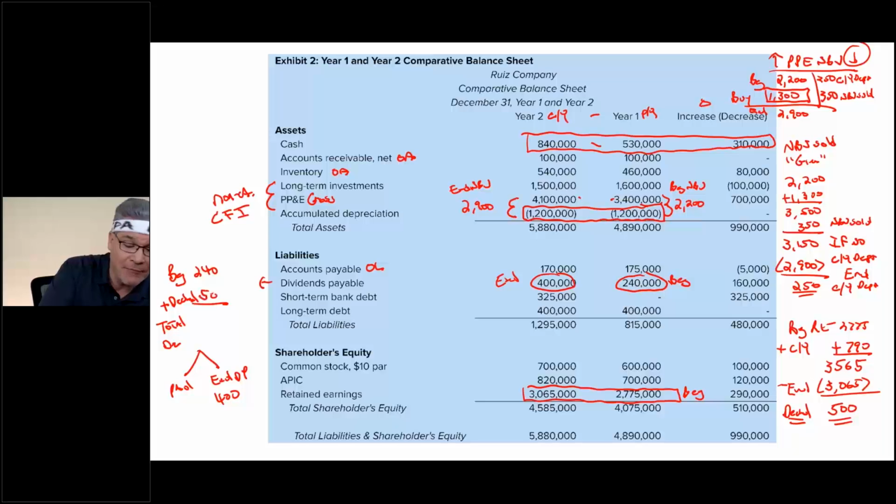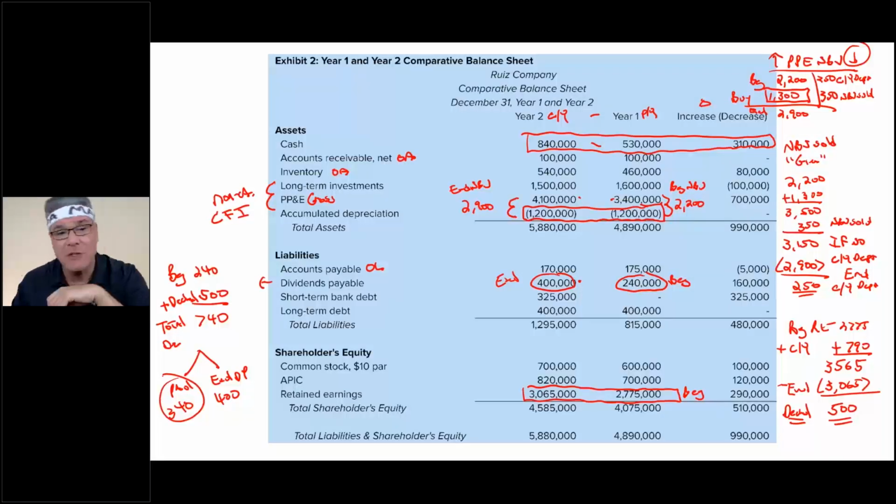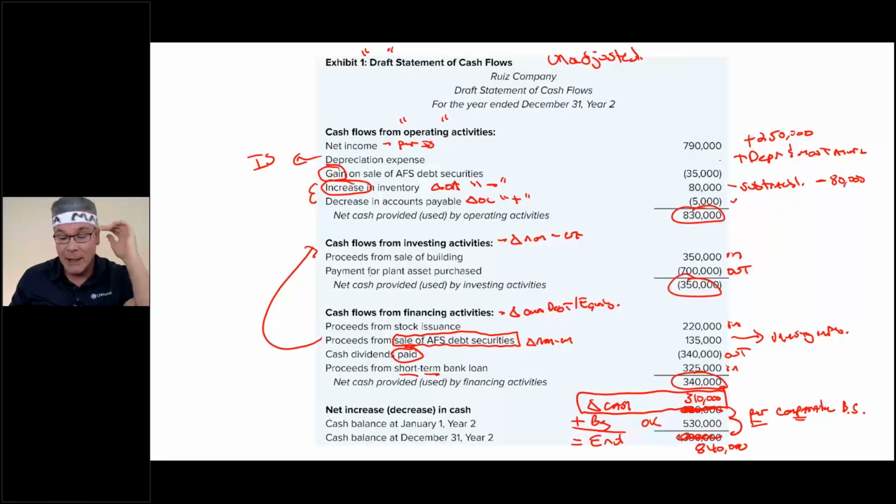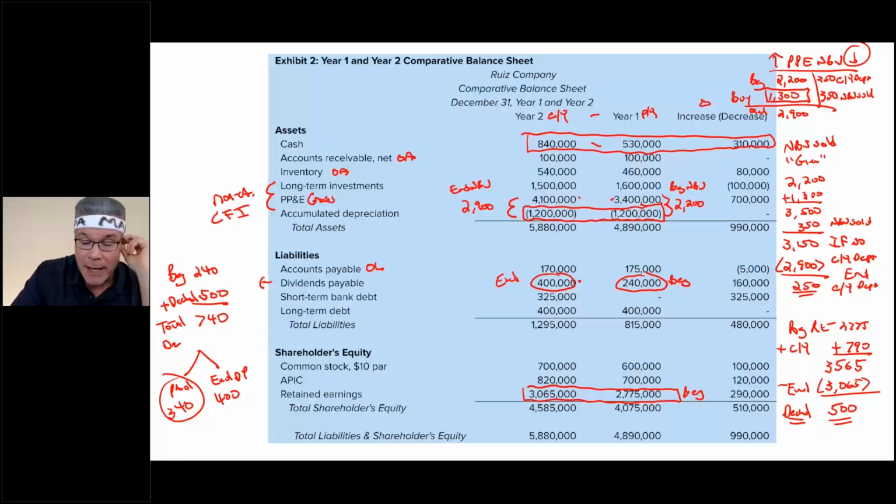All right, so I add the 500. The total due the stockholders is 740. So folks, if my ending dividends payable is 400,000 right here, then we must have paid how much? 340. We must have paid 340. Let me go back to their draft copy. Did they get that right? The dividends paid, yup, they got it right. 340 outflow.